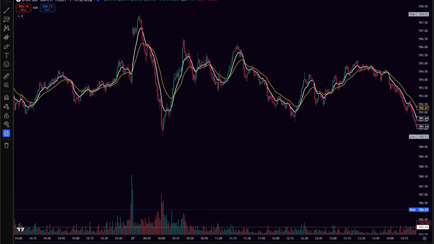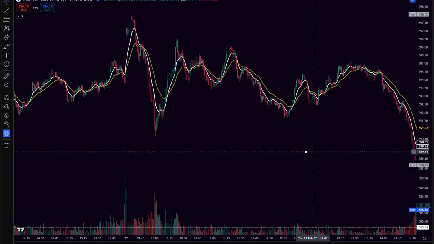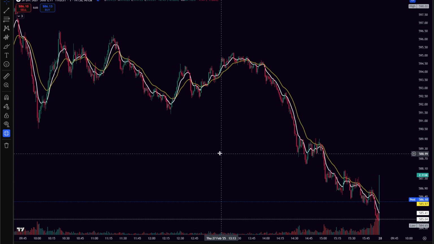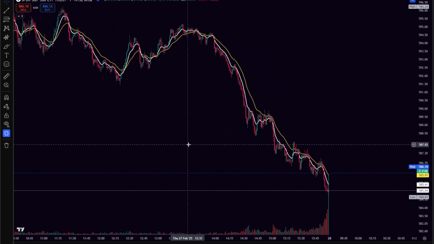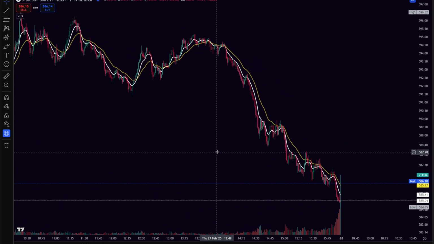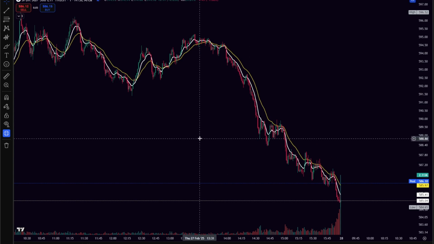Yeah, dude, the KSTs are awesome. There's some days where I just forget to use them, and I don't always use them, but it's just another area of confluence for me based on the way I trade. And the way I trade is pretty simple, and I think anyone can do it.